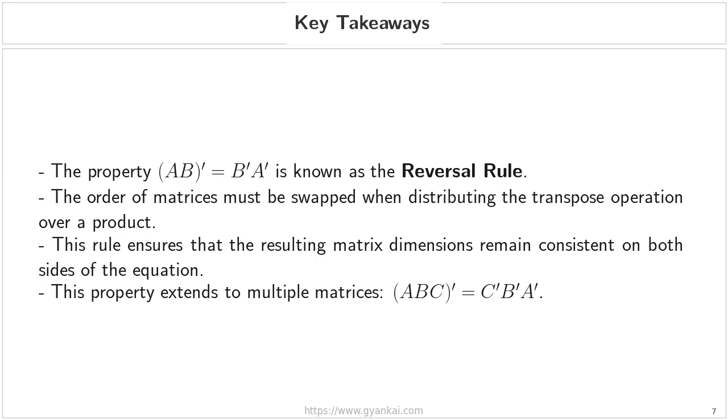Finally, it is important to note that this property is not limited to just two matrices. It extends to any number of matrices in a sequence. For instance, the transpose of the product of A, B, and C is equal to the product of their transposes in completely reverse order. The transpose of C, followed by the transpose of B, and finally the transpose of A. To wrap everything up, let's go over the key takeaways from this lesson.